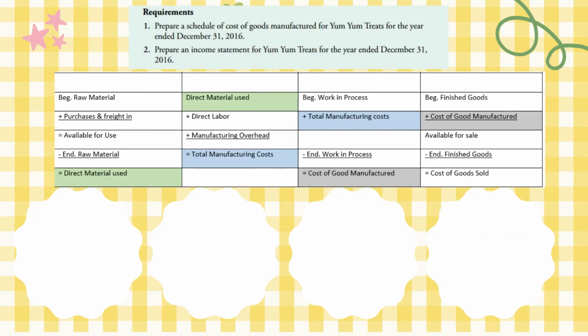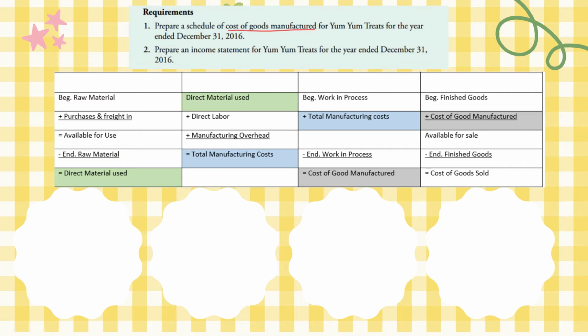Requirement number 1, prepare a schedule of cost of goods manufactured for Yum Yum Treats for the year ended December 31st, 2016. Now, the cost of goods manufactured formula is beginning work in process plus total manufacturing cost less ending work in process equals cost of goods manufactured. If total manufacturing cost is missing, you go back, which is direct materials used plus direct labor plus manufacturing overhead. And if direct materials used is not given, you go back. It's beginning raw materials plus purchases and freight in, less ending raw materials.